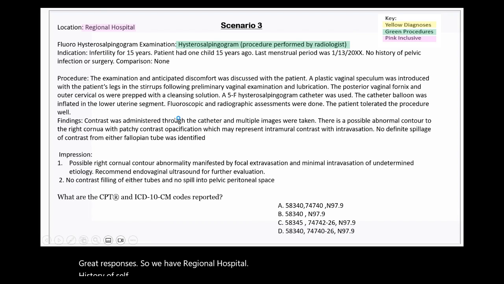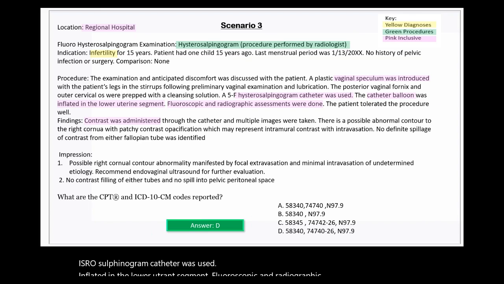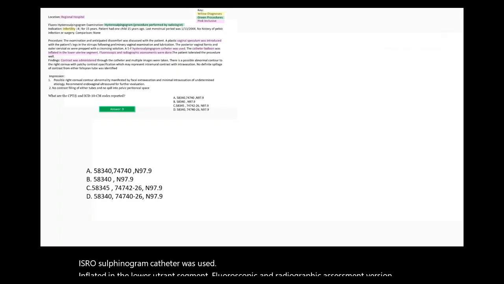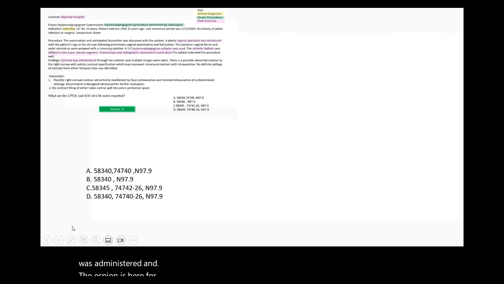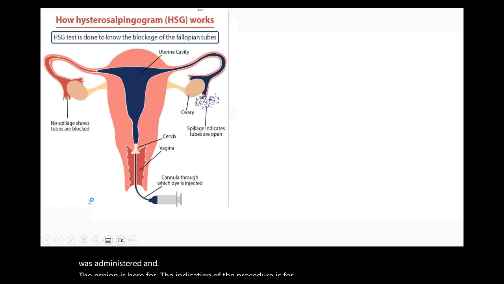So we have Regional Hospital, the hysterosalpingogram procedure performed by the radiologist. A vaginal speculum was introduced. A hysterosalpingogram catheter was used, inflated in the lower uterine segment, and fluoroscopic and radiographic assessments were done. Contrast was administered. And yes, the indication for the procedure is infertility. And that's all we have.